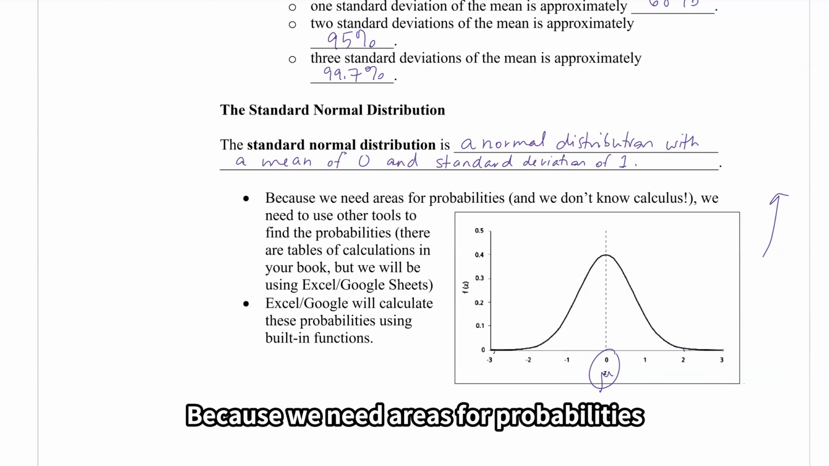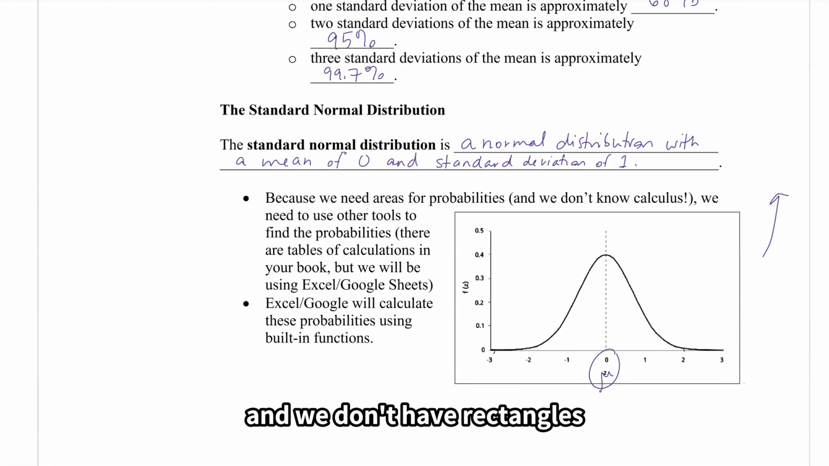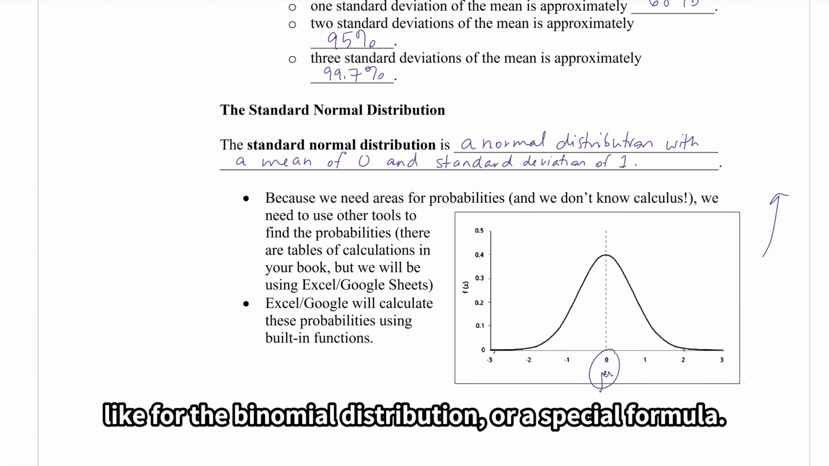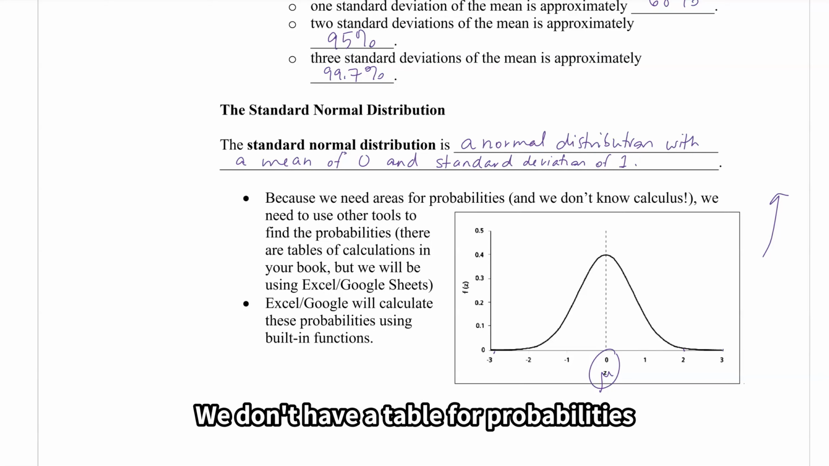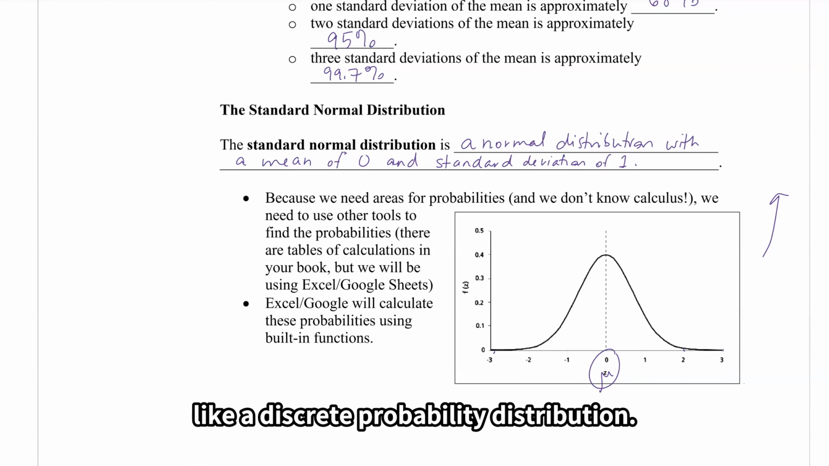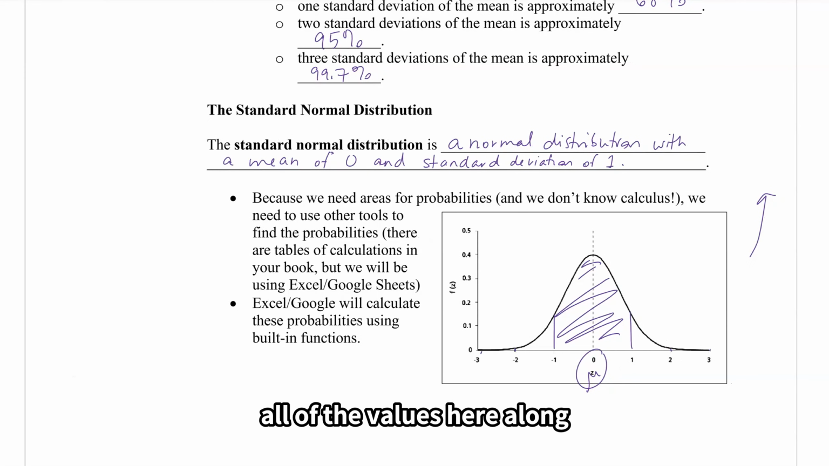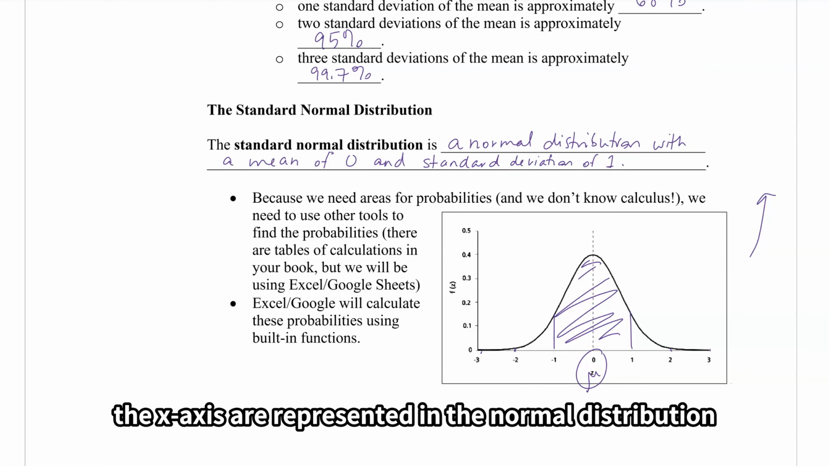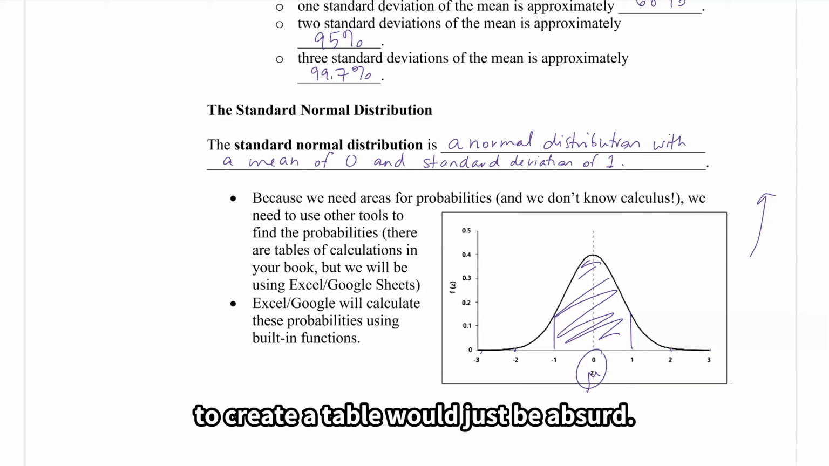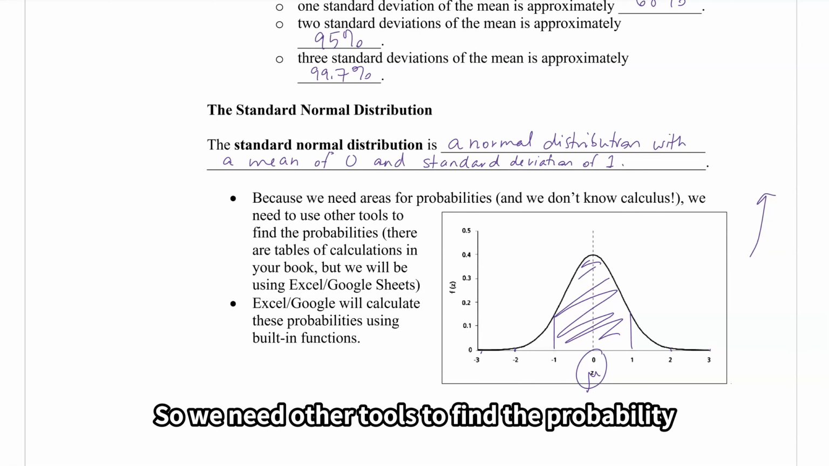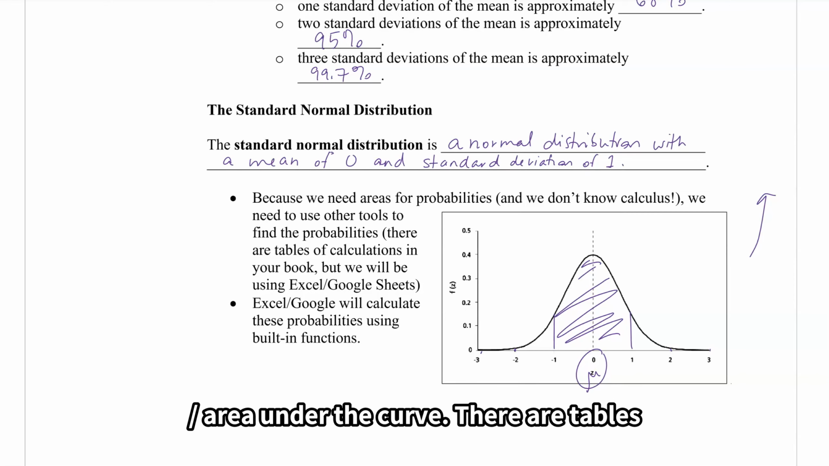Because we need areas for probabilities, and we don't have rectangles like for the binomial distribution or a special formula, we don't have a table for probabilities like a discrete probability distribution. We have a continuous probability distribution. So all of the values here along the x-axis are represented in the normal distribution. To create a table would just be absurd. So we need other tools to find the probability, or area under the curve.